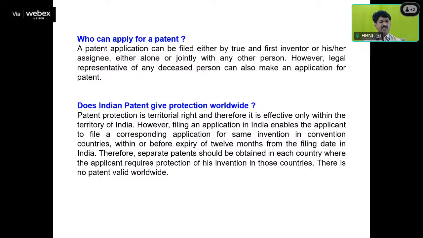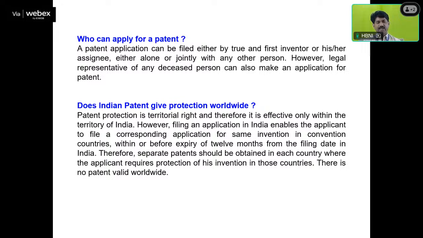Now next: does an Indian patent give protection worldwide? No, it is not true. Whenever we are going for a patent in India, it will be valid in the territory of India only. It will not be valid worldwide. Patent protection is a territorial right, and therefore it is effective only within the territory of India.